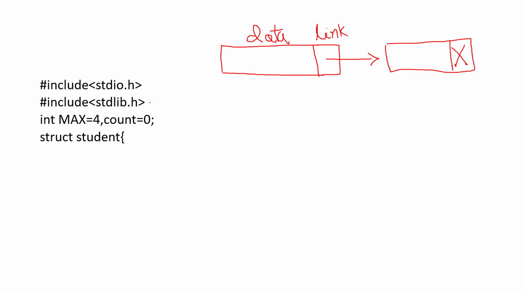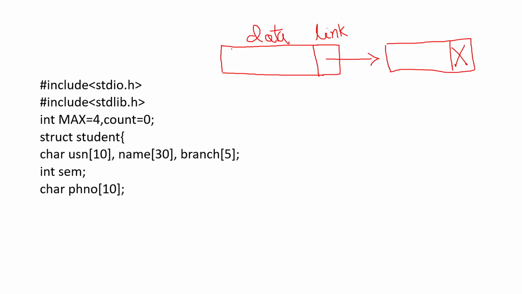In our question, we are having these many fields like USN field, name field, the program or the branch, semester, and the phone number. This data field is divided into these parts: the USN field, name field, branch field, semester field, and phone number. Here also the same thing: USN, name, branch, phone number, and semester.